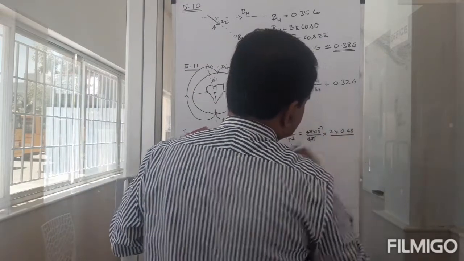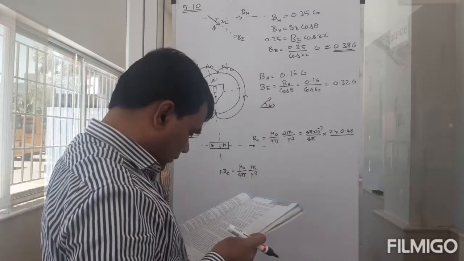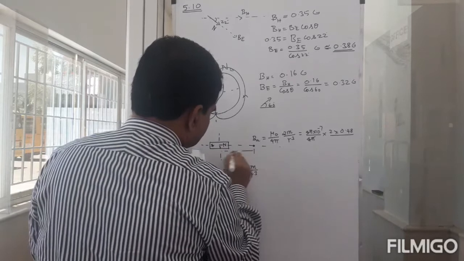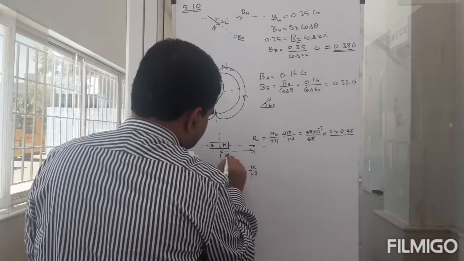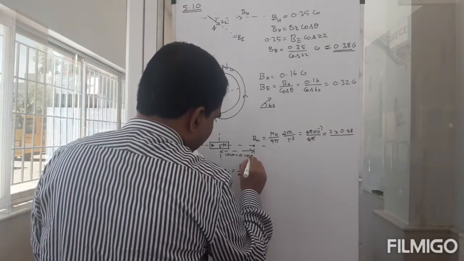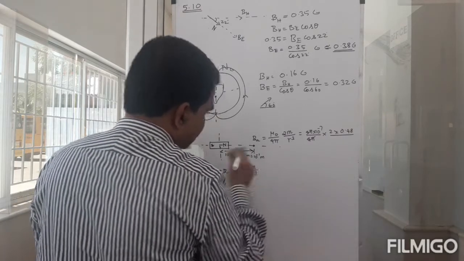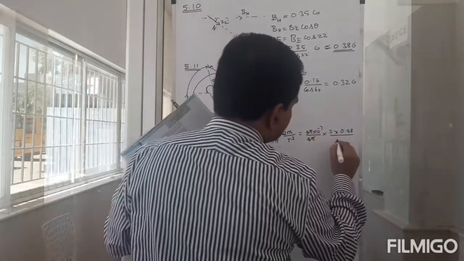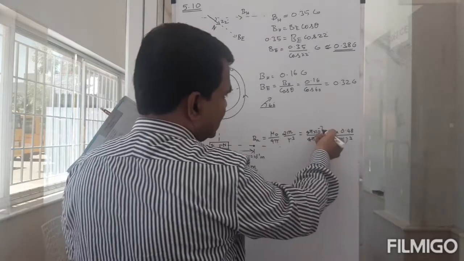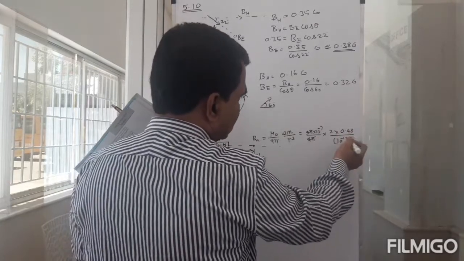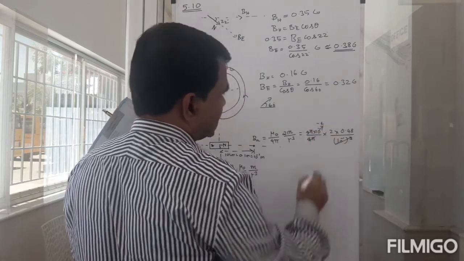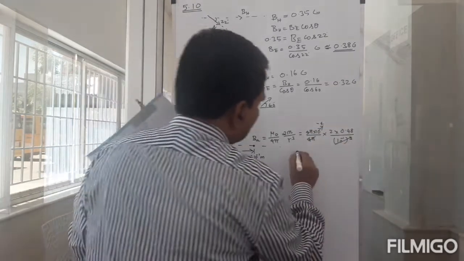0.48 divided by the distance, which is 10 centimeters, right? This distance of 10 centimeters is equal to 0.1 meter, which is 10 power minus 1 meter. So r cube is 10 power minus 1, the whole cube, so it will be 10 power minus 3. The whole thing will cancel with this, and it will be 10 power minus 4.